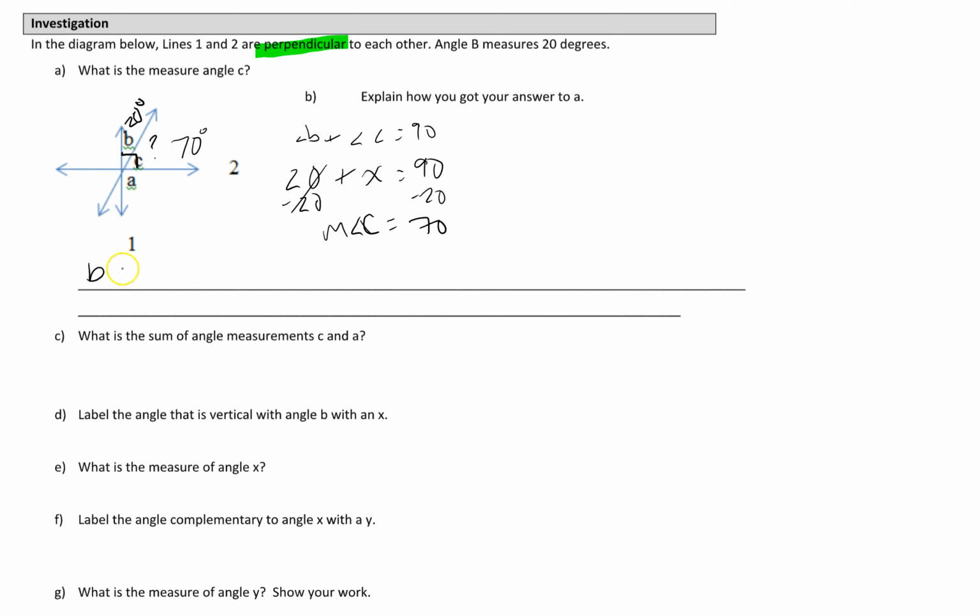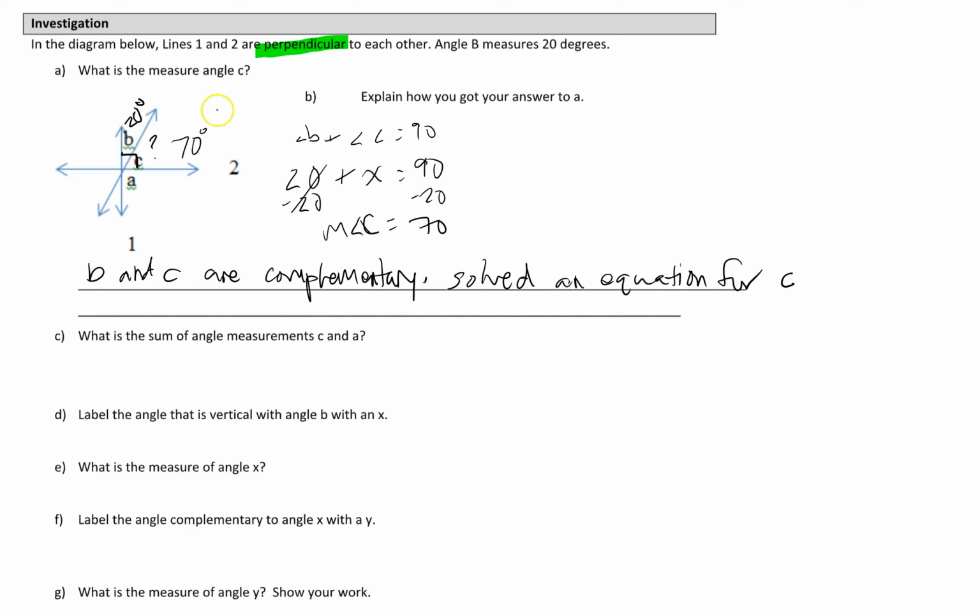So on the lines, let's go ahead and explain what we did. We knew B and C are complementary. So we solved an equation for C.